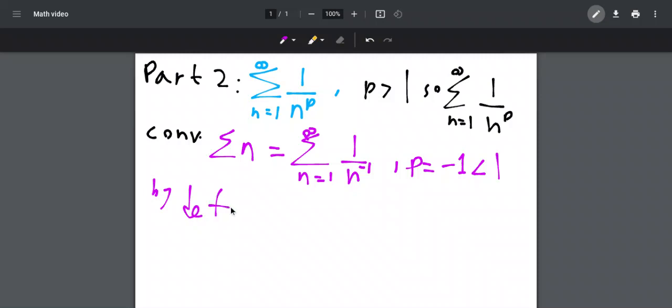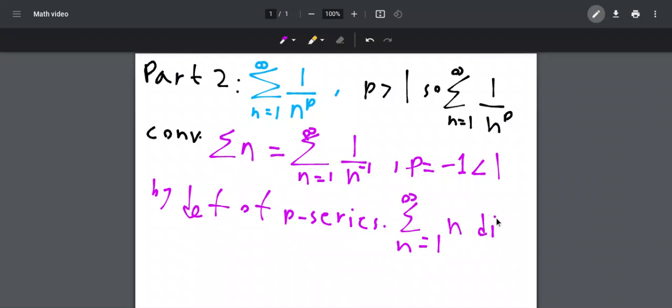So by definition of P series, the sum from n equals 1 to infinity of n diverges. And diverges to what? Diverges to infinity.